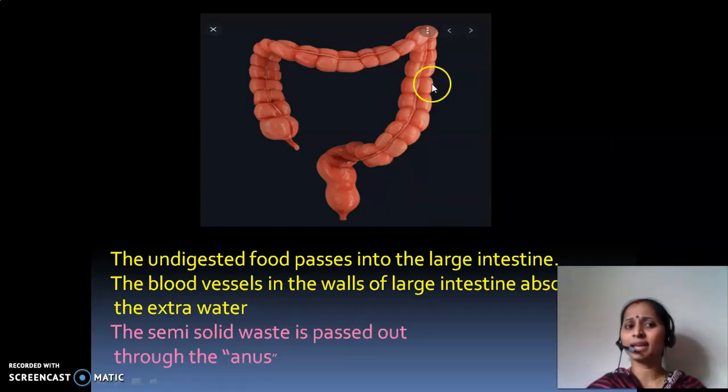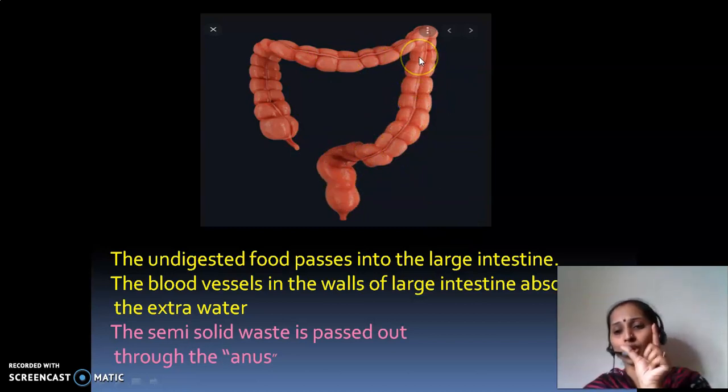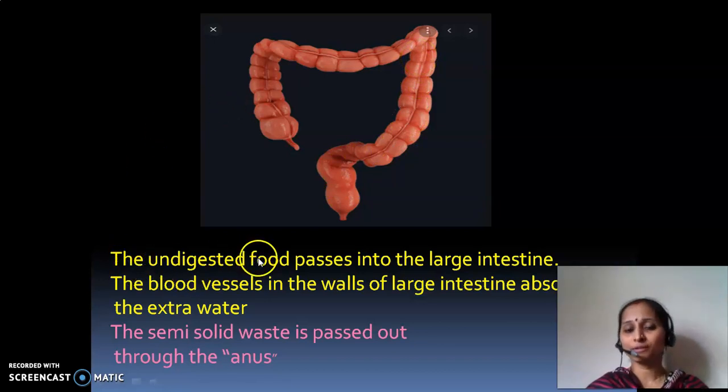Then what is this again? This is what we call the large intestine. If you can observe, it is a little broad in size, right? So the undigested food passes into the large intestine. Even after undergoing these many stages, we are left with some undigested food. Yes, so it is again passed into the large intestine. The blood vessels in the walls of the large intestine absorb the extra water.